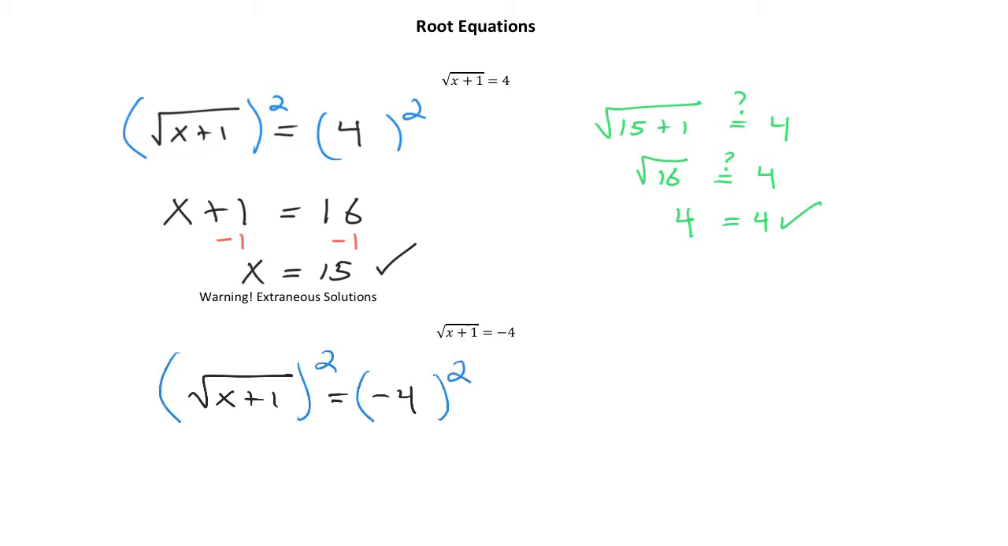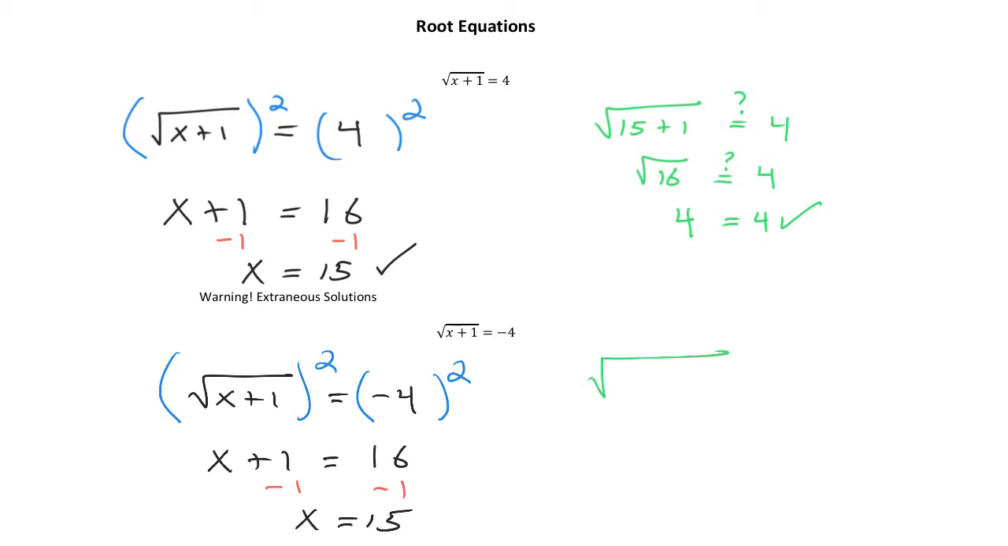That means I have to square the negative as well. When I do this, I still get x plus 1 on the left, and if you square a negative, it becomes positive, so you still get 16 on the right. To solve for x, you subtract 1, and you get x is equal to 15. But this time, it's not going to work.